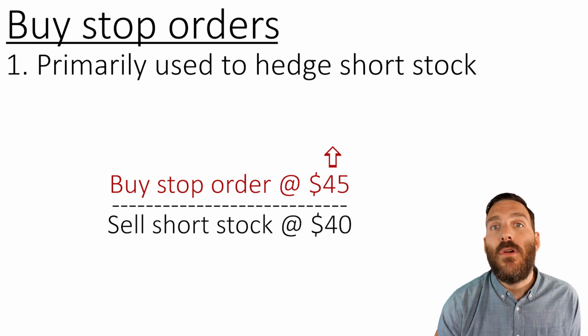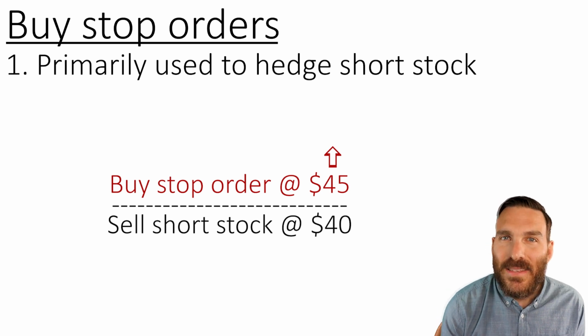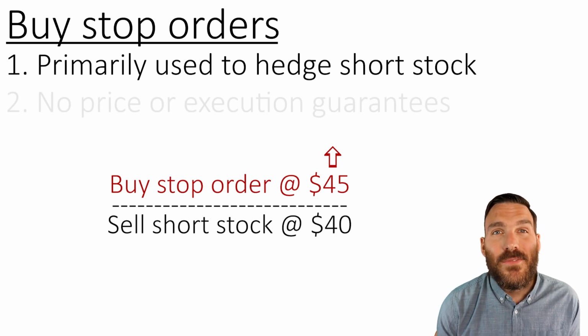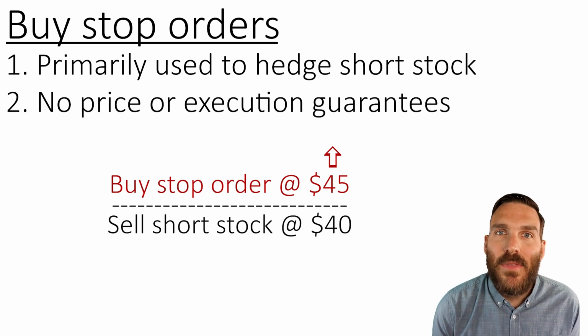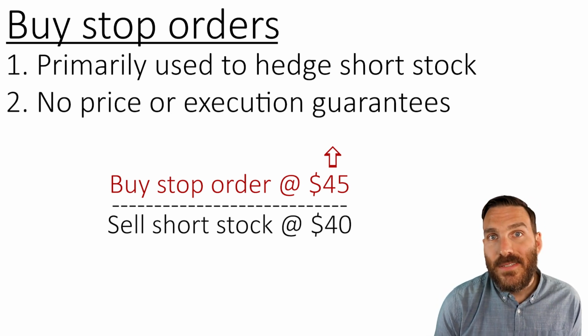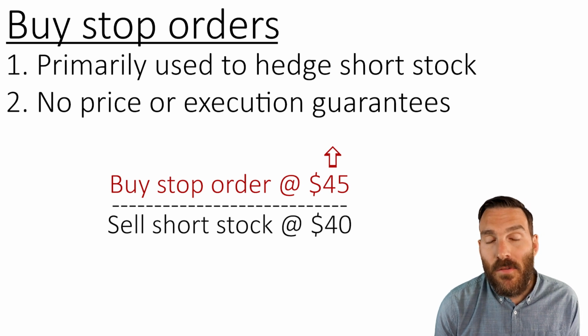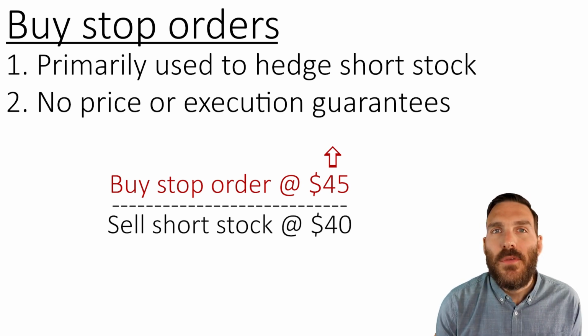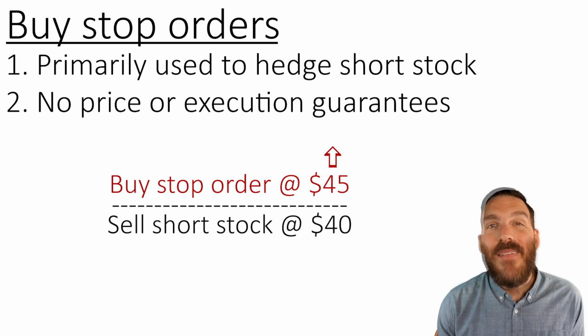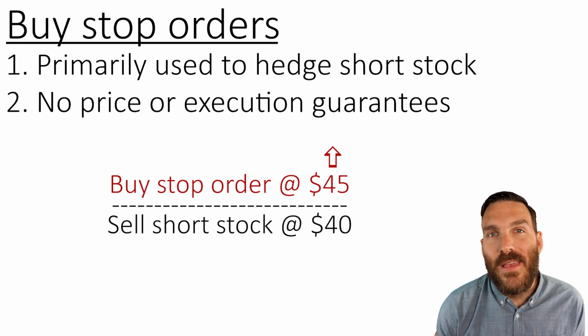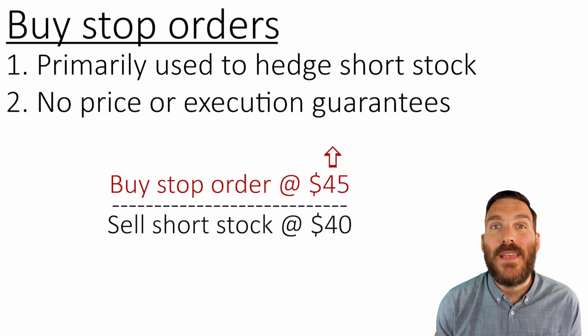Now, the second thing we'll go to is the guarantees. Now, a stop order doesn't really guarantee anything on its face. Looking back at the example that we discussed, if the market price doesn't go to 45 or above, the order is not executed. So there is no execution guarantee with a stop order. Now, secondly, even though there's a price specified in the order, there's also not a price guarantee.